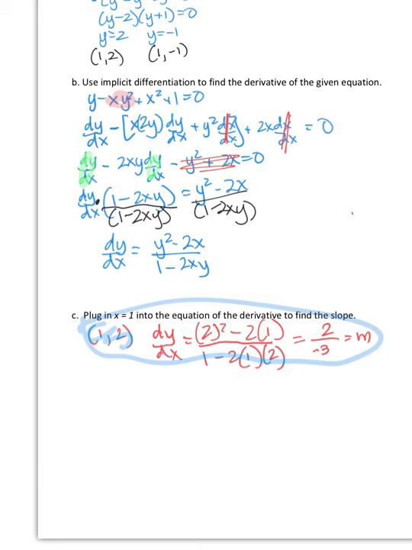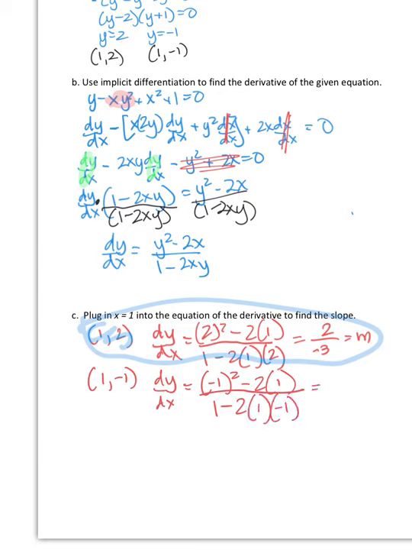Now we are going to do the point 1, negative 1. So for our slope, by plugging that into the derivative, we have negative 1 squared for the y minus 2 times the x value, all over 1 minus 2. The x value is 1. The y value is negative 1. What do we get with that? 1 minus 2, negative 1, over 1 plus 2 is 3. Okay? So those are our 2 slopes for the 2 different points.